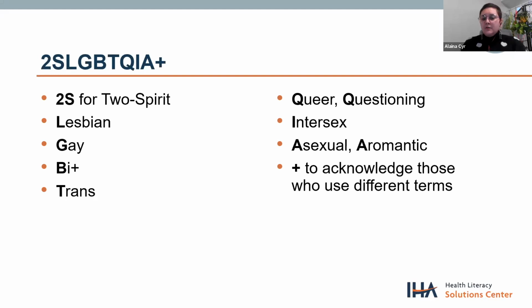Queer or questioning is the Q. I is for intersex. A is, again, two umbrella terms kind of: asexual, as an umbrella term for asexual, demisexual, gray sexual, and aromantic, again an umbrella term for aromantic, demi-romantic, gray romantic. We'll get to those definitions. And a plus, just to acknowledge anyone who doesn't see their identities as represented within this acronym.